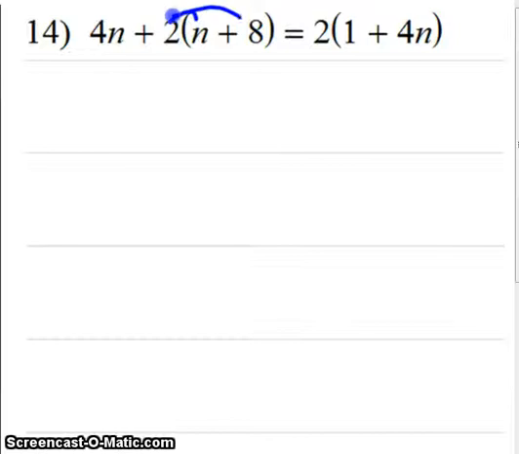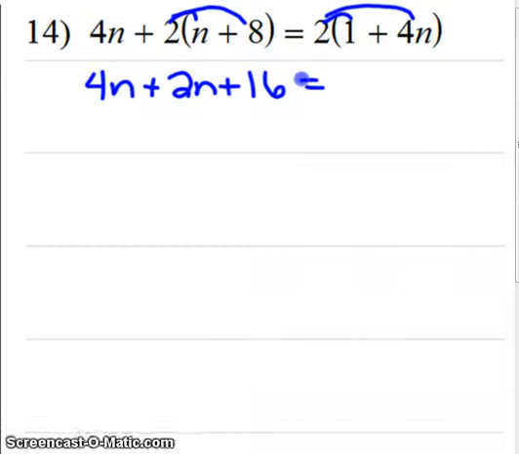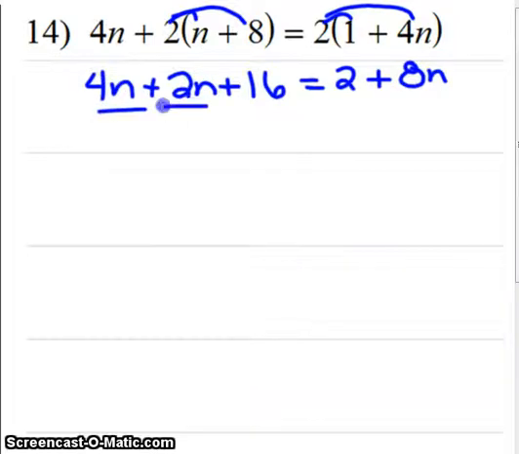I'm going to distribute on each side. 2 times n is 2n. 2 times 8 is positive 16. On the right side, 2 times 1 is 2, plus 2 times 4n, so 8n. Let's look at the left side here, because I have terms that we can combine. 4n plus 2n is 6n.